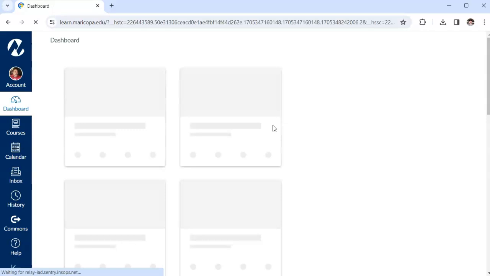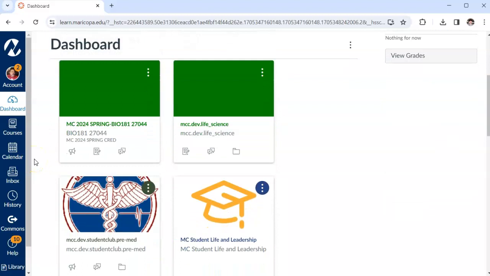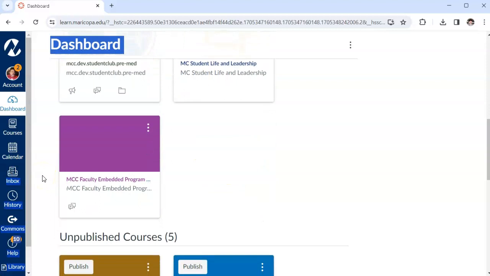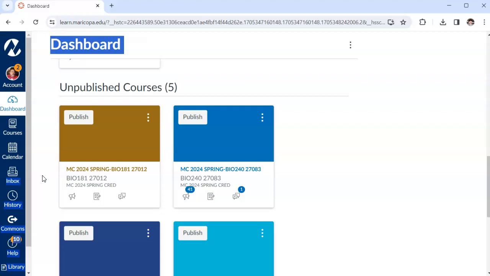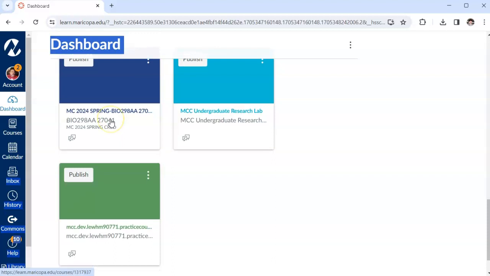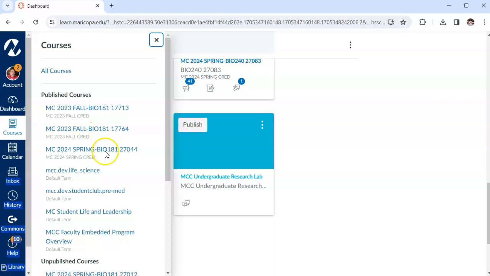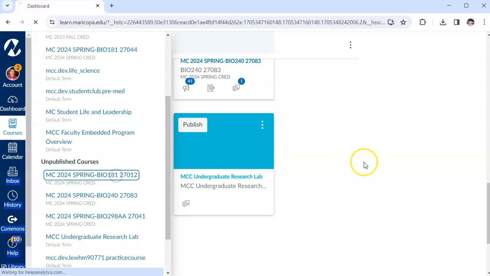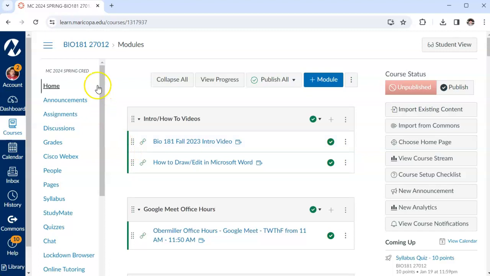Okay. So these are classes from previous semesters. This is the Pre-Med Club Canvas page, and there's some other stuff. I have some undergraduate research going on. This is my genetics class. This is your class. Which classes? Okay. So Bio 181, section 27012. And I haven't published this yet. I wanted to record this video before I publish this.